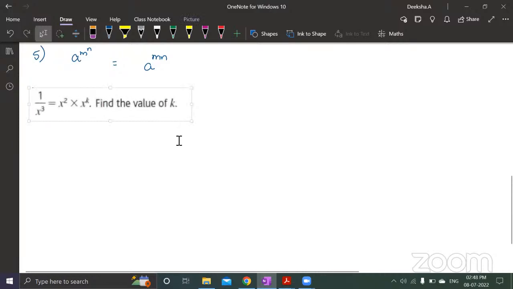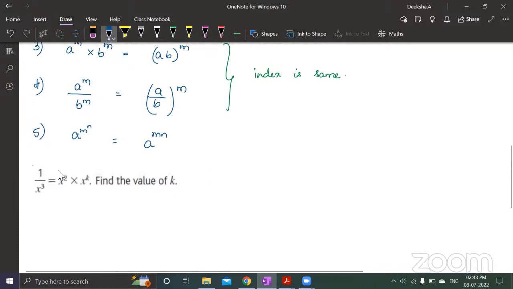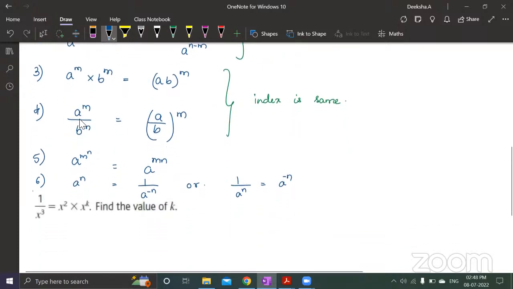See, I have a simple question here. 1 by x cube is equal to x square into x power k. Also, you can write one more rule here. That is, if you have a power n, you can write it as 1 by a power minus n, or 1 by a power n can be written as a power minus n. You don't have to write this separately. It is same as the second rule, wherein one number, if you're shifting from numerator to denominator or vice versa, you have to change the sign of the power. So same thing is applied there.